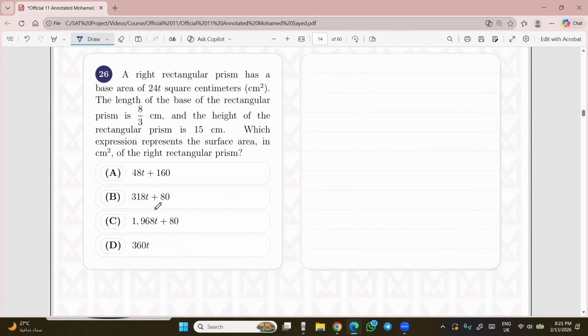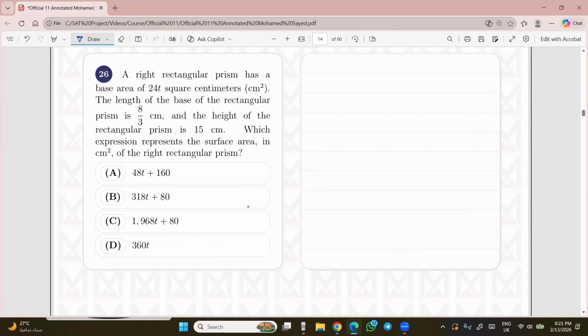Question 26. A right rectangular prism has a base area of 24t square centimeters. The length of the base of the rectangular prism is 8 over 3, and the height is 15. Which expression represents the surface area of the right rectangular prism?